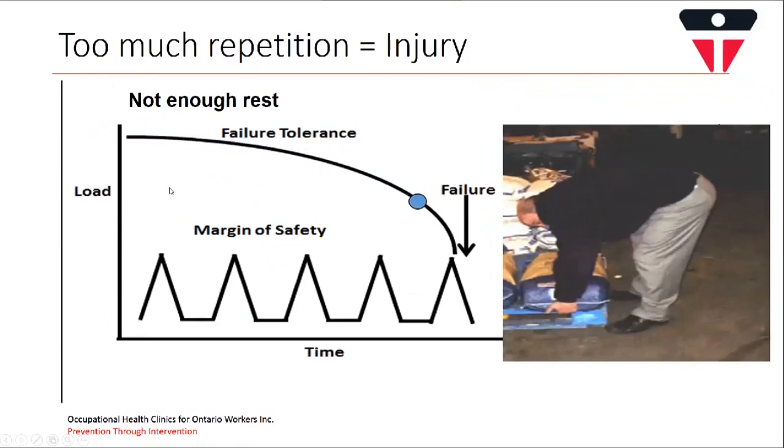In this example, it's repetition, where we have someone bending down and lifting in a warehouse all day, up and down. It once again fatigues the muscles and makes them more likely to fail.